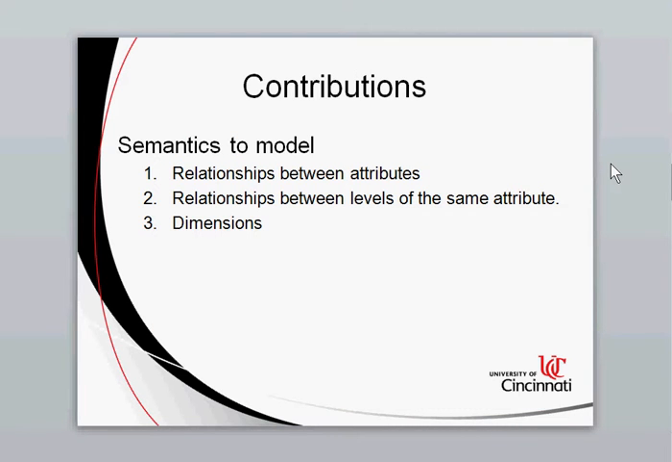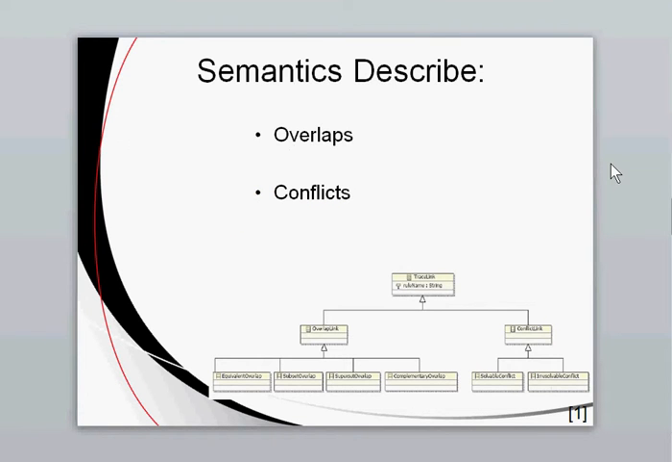The semantics that were modeled are relationships between attributes from the two different sources, relationships between levels of the same attribute, and the dimensions along which those attributes are measured. The semantics describe two things: whether or not these types of concepts overlap, containing more or less information than their counterparts, and whether or not the information conflicts. This diagram illustrates the taxonomy of how the semantics are built. There is a category of overlap and a category of conflict.